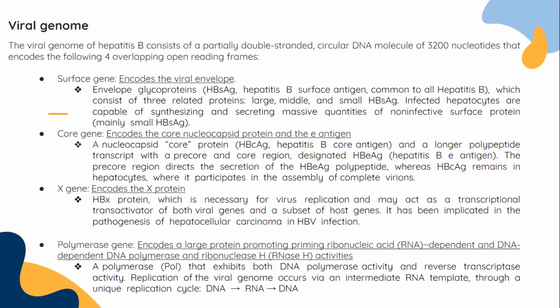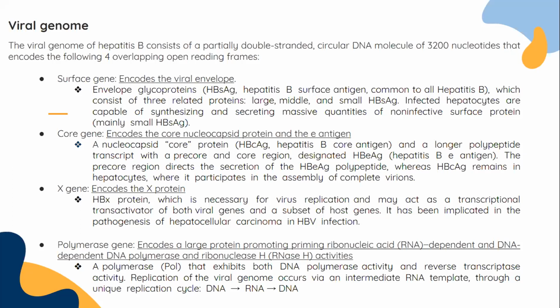So your surface gene encodes the viral envelope. These envelopes are your glycoprotein, hepatitis B surface antigen, which is common to all hepatitis B, and it consists of 3 related proteins, the large, middle, and small HBs antigen. And infected hepatocytes are capable of synthesizing and secreting massive quantities of non-infective surface protein, mainly the small HBs antigen.